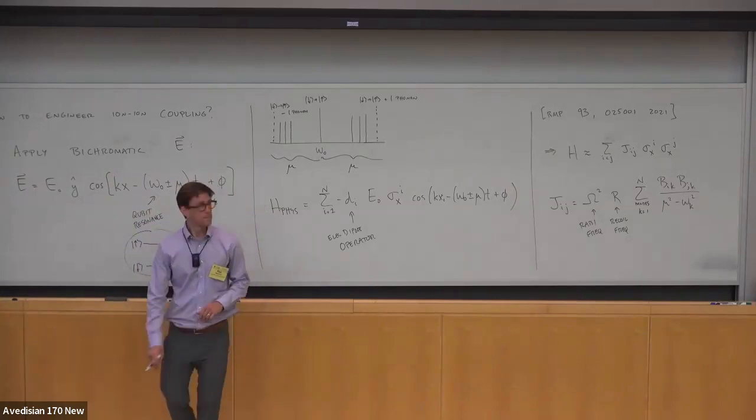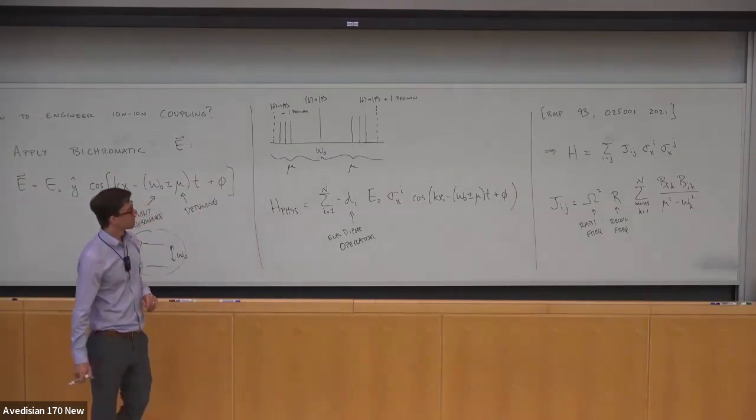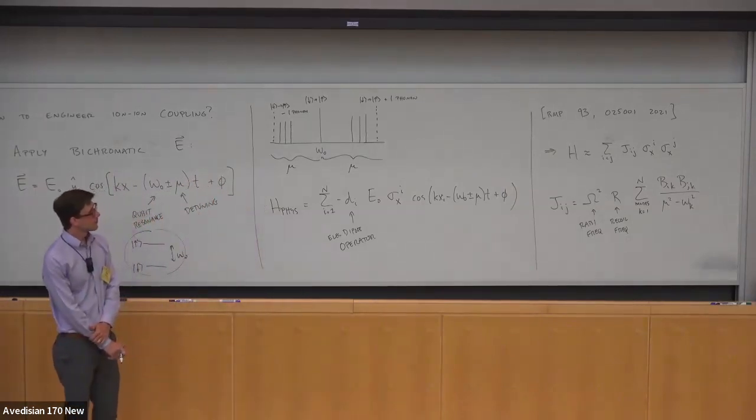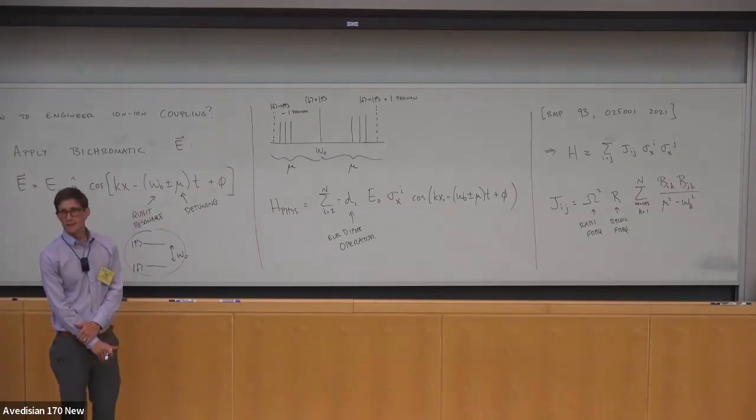In the expression for J_ij, it seems that in the limit, if you picked the detuning to coincide with one of the mode frequencies, you could make this interaction very large, no?